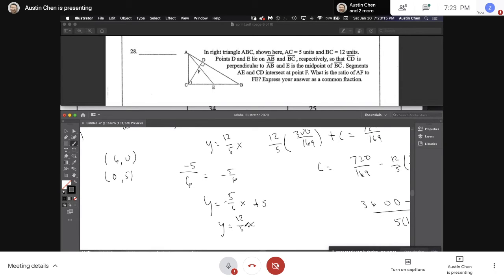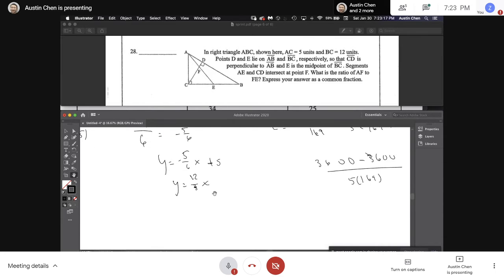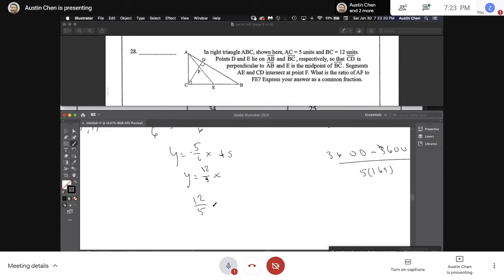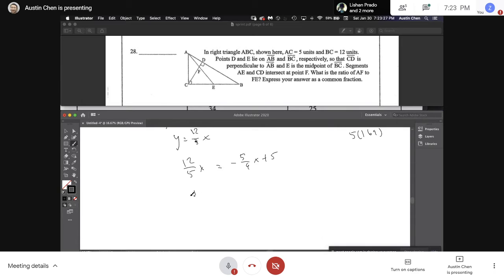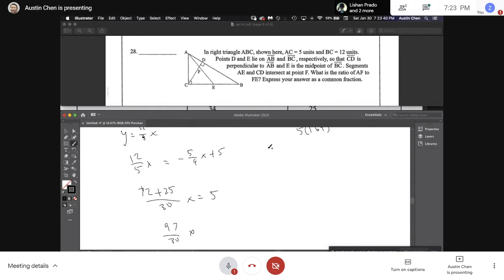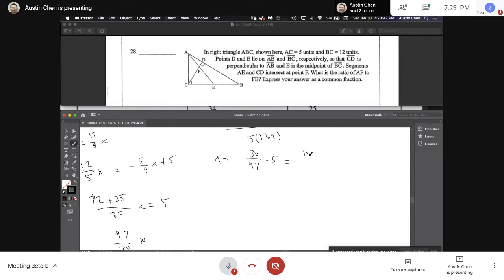Let's find where it intersects. So just substitute y. So then we have 12/5 x is equal to -5/6 x plus 5. Okay, and then we have (72 plus 25) over 30 x is equal to 5. And that is 97 over 30. Okay, so then x equals 30 over 97 times 5, which equals 150 over 97.